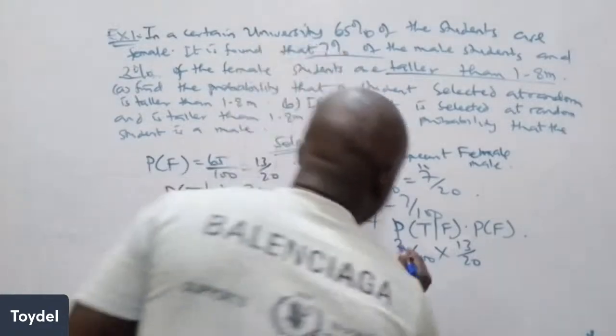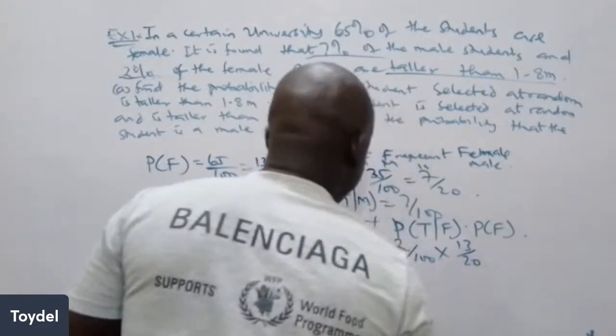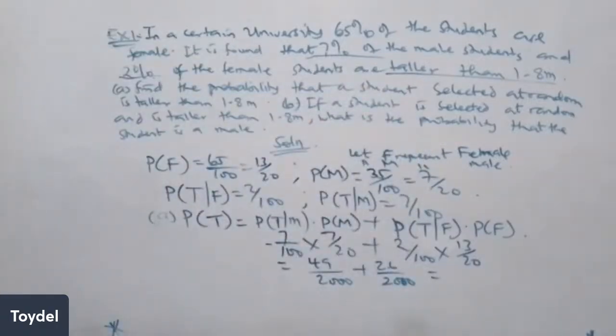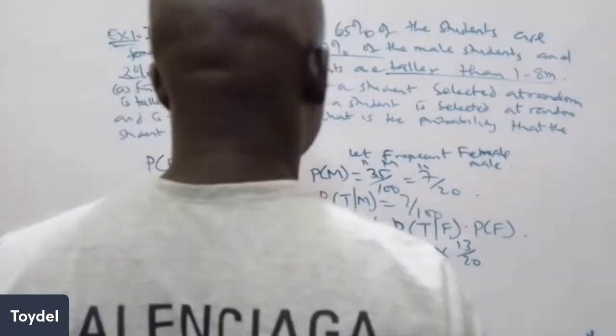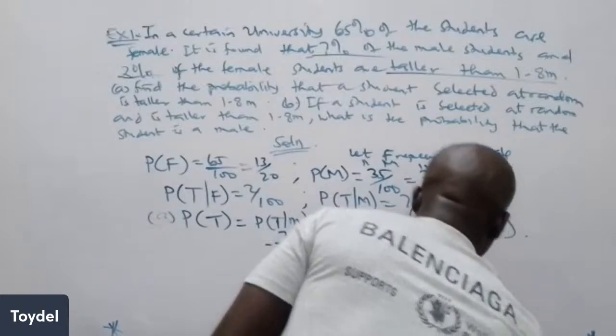No, 26 all over 2000. Then the LCM will now be 49. The LCM, what do we have there? We are going to have 49 plus 26. 49, 59, 69, that will be 75. We are going to have 75 all over 2000 as the probability.